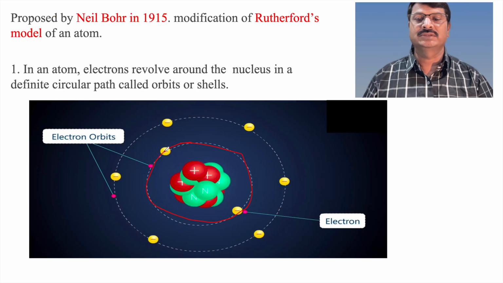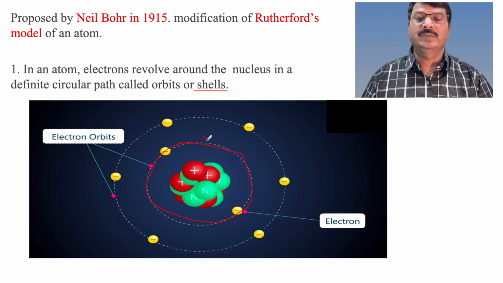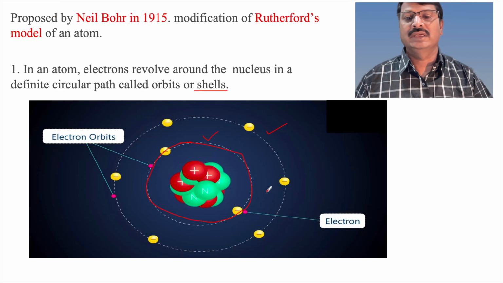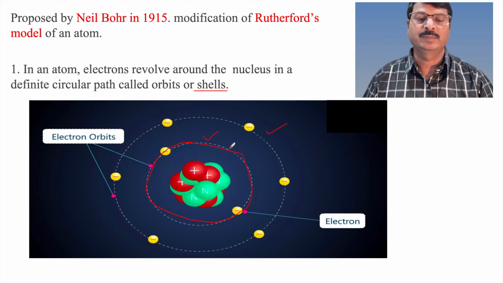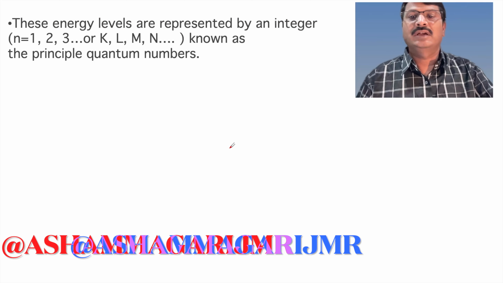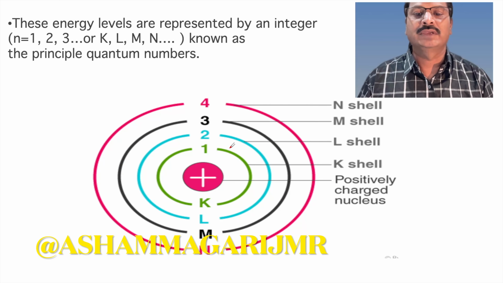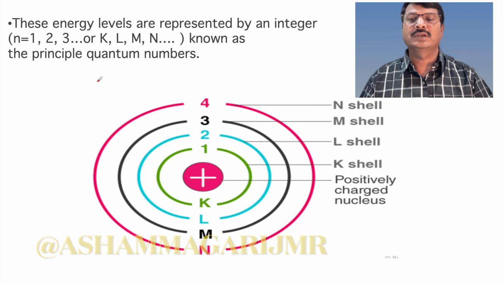So that means around the nucleus these electrons are revolving in certain orbits. These orbits are also called shells. So it may be the first shell or second shell or third shell, like that. The electrons are revolving around a nucleus at a certain distance in certain paths. And these paths are called principal quantum number. So where the electron is revolving, that is called principal quantum number.